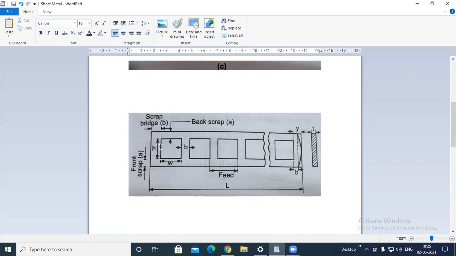This is what the blank is. This blank is nothing but the required part over here. And here, if you see, different annotations are there. If you see over here, this is the thickness of this metal sheet.